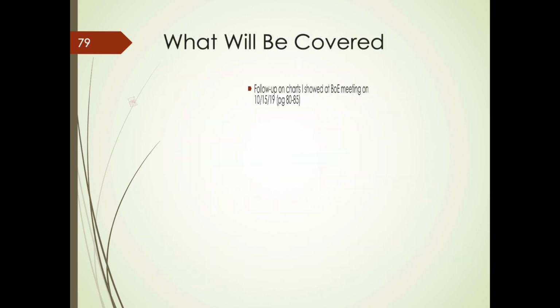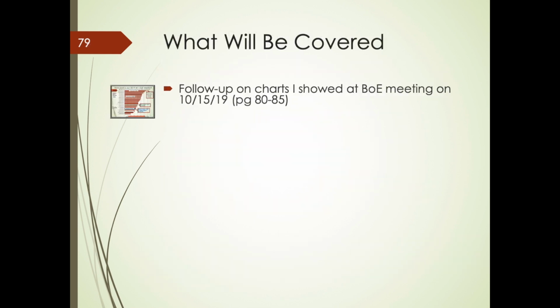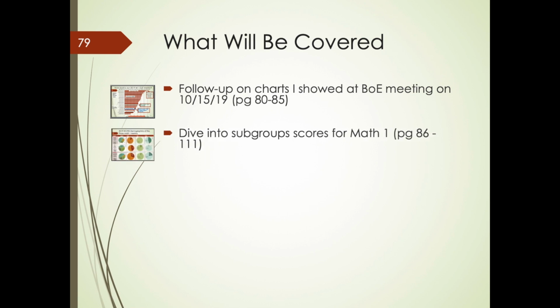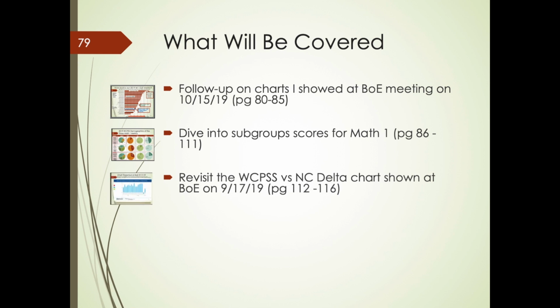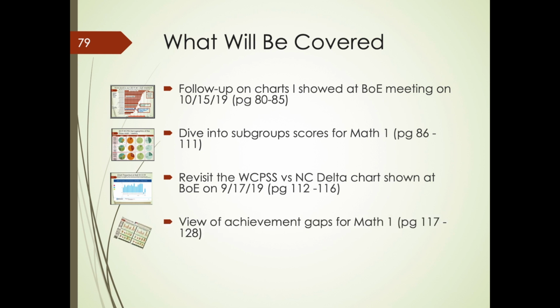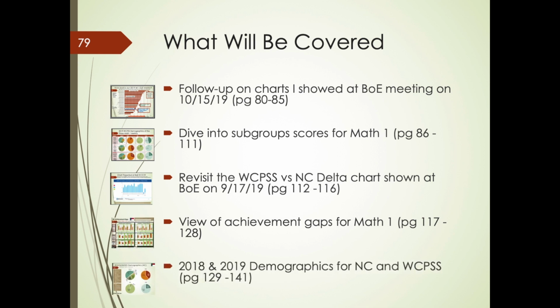So what are we going to cover today? First thing, follow up on charts that I showed at the BOE meeting back in October. That'll be about 5 pages or so. Then I'm going to dive into some subgroups, some scores from Math 1. Then I'm going to revisit the Wake County versus the North Carolina Delta chart that was shown at the BOE by Wake County back in September. So I'll revisit that chart and update it. Then we're going to dig into achievement gaps for Math 1. And then last but not least, we'll show some demographic charts.